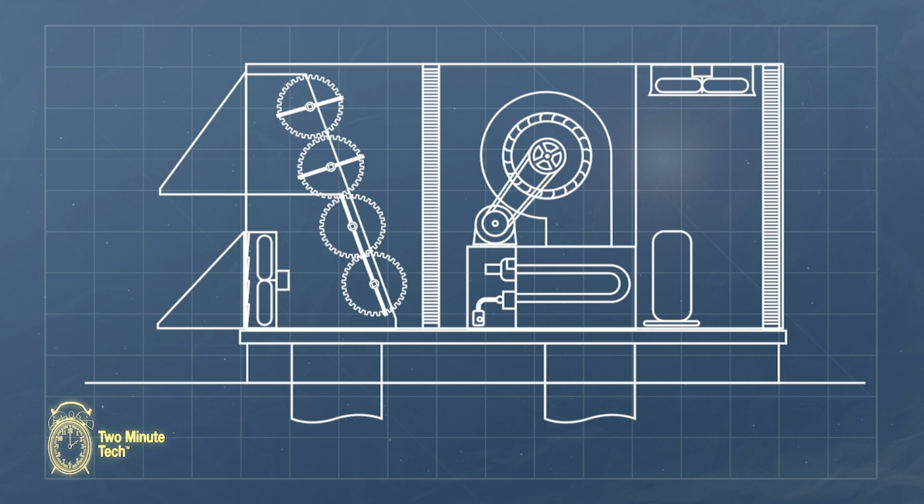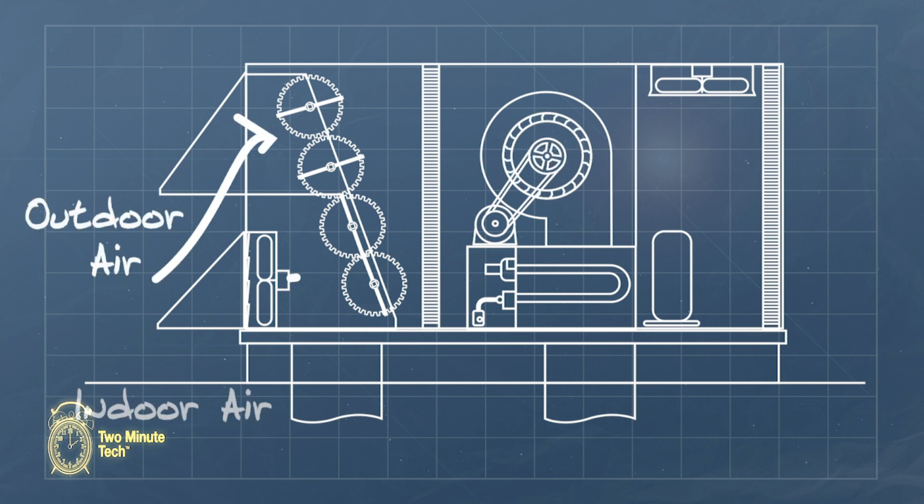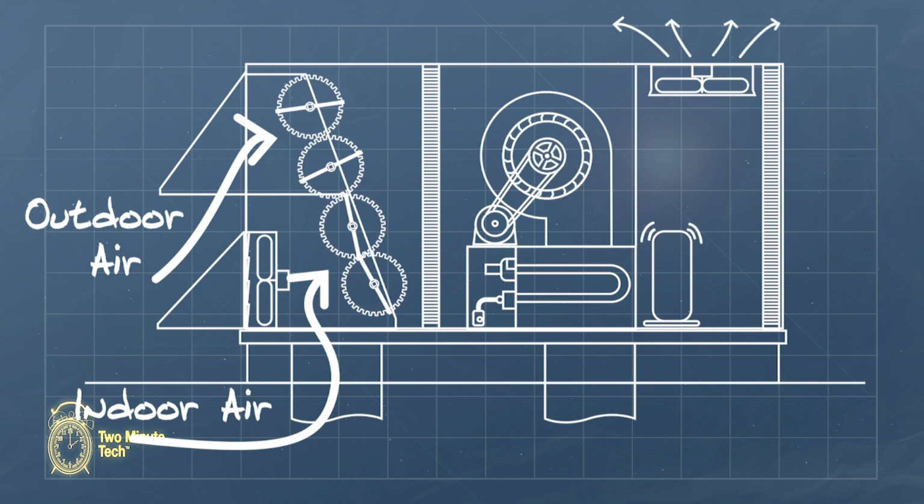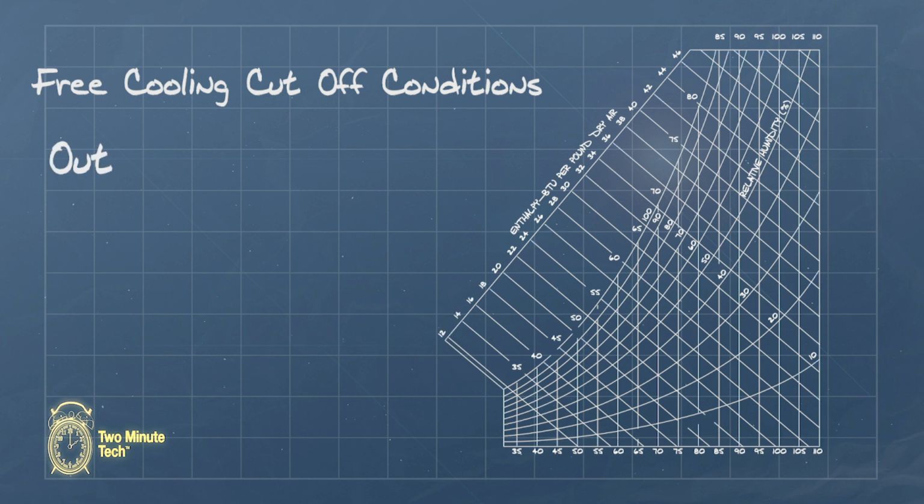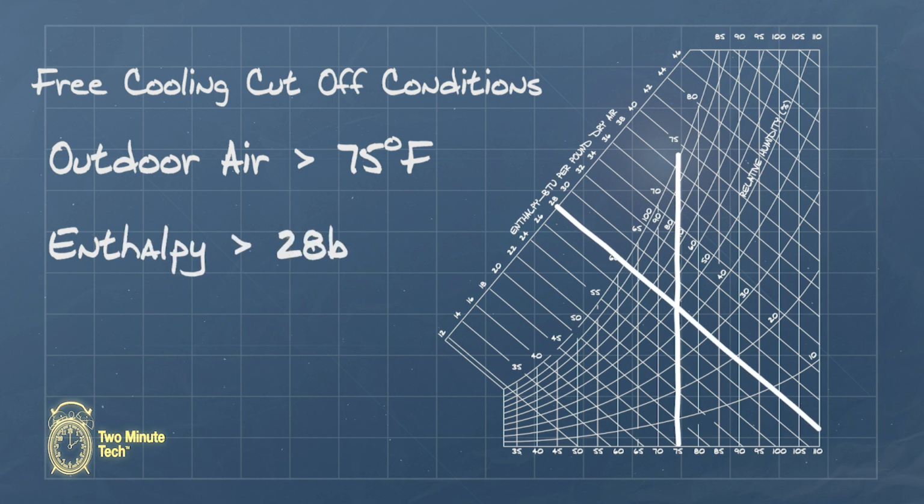Based on the climate zones, the standard requires specific dry bulb temperature cutoff points for economizers. These points are when the economizer stops the free cooling operation. For enthalpy-controlled economizers, the standard states the economizer is to shut down under one of 2 conditions: an outdoor air temperature greater than 75 degrees Fahrenheit or an enthalpy greater than 28 BTUs per pound of dry air.